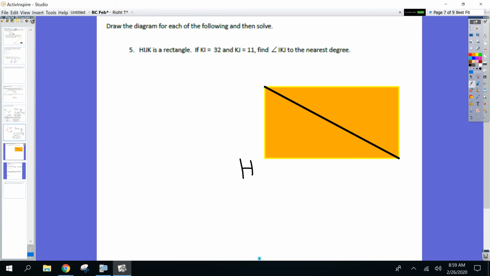H. There you go. IK, which ends up being a diagonal, huh? 32. KJ, 11. Doesn't have to match mine. And then what is IKJ?